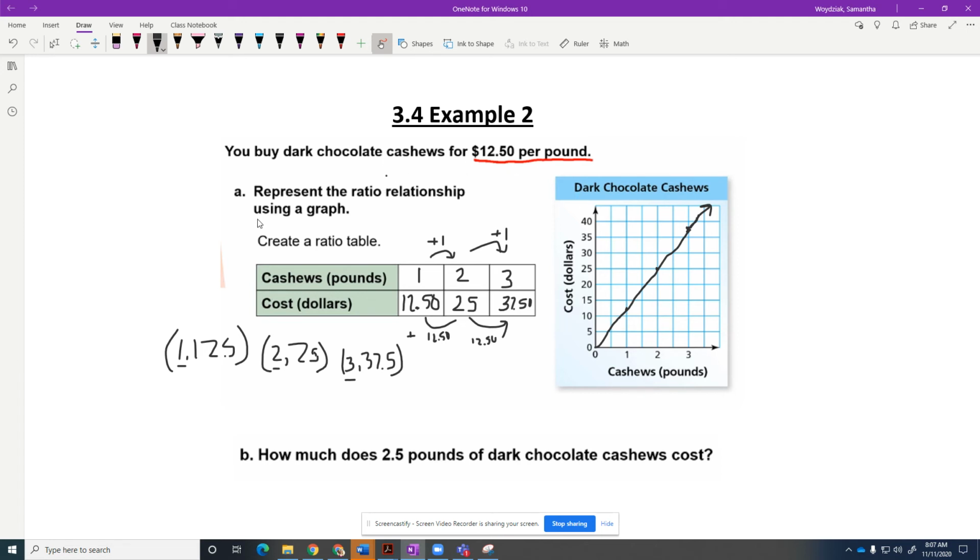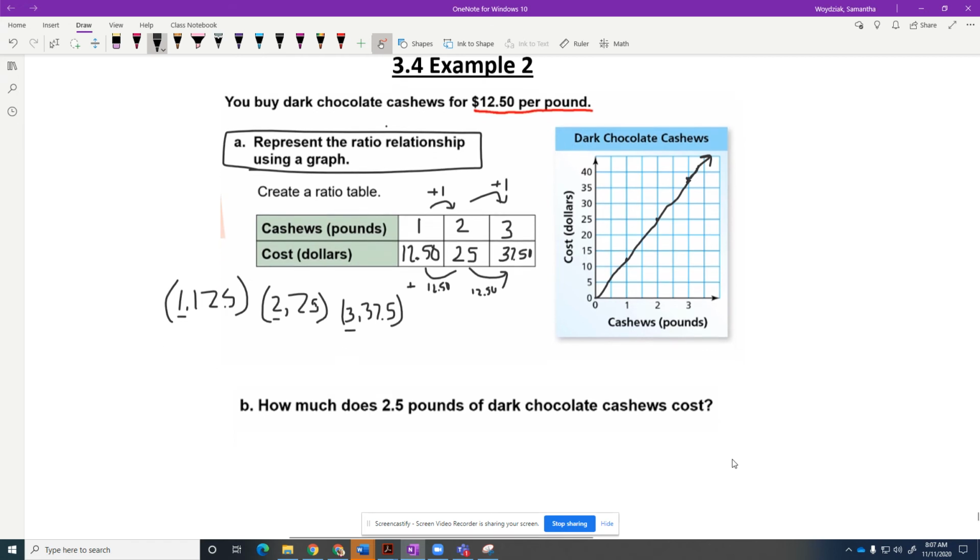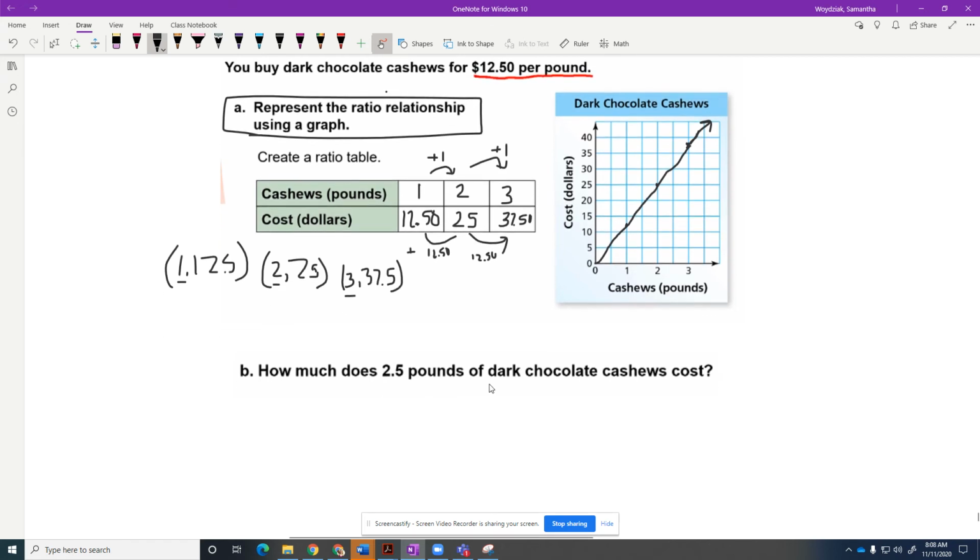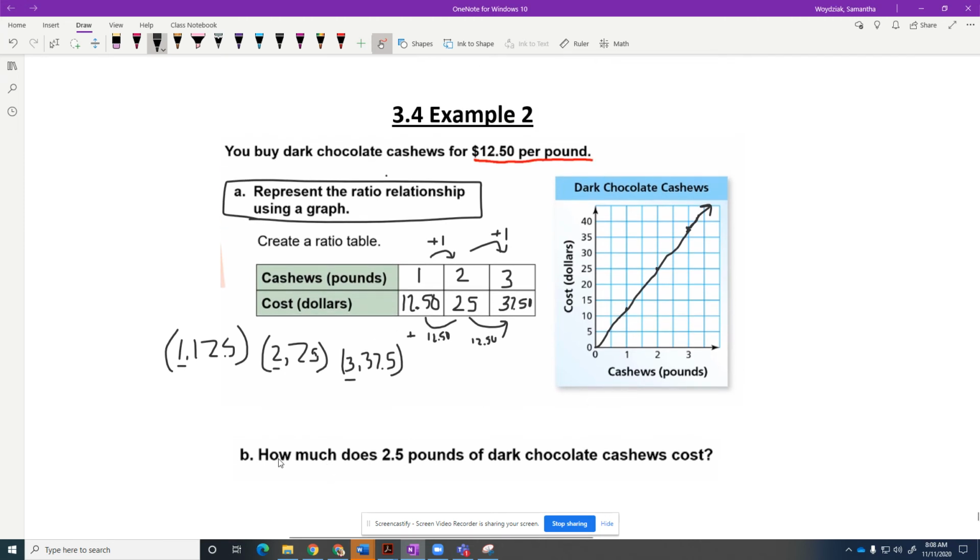Okay, so I did the first thing. I represented the ratio relationship using a graph. And now the second part says, how much does 2 and 5/10 pounds of dark chocolate cashews cost? Well, what we need to do is figure out where on this graph it represents 2.5 pounds of dark chocolate cashews. So that would be right here, right? It would be between 2 and 3.